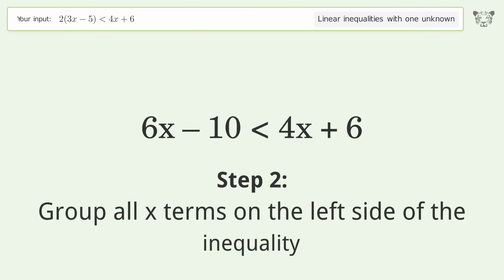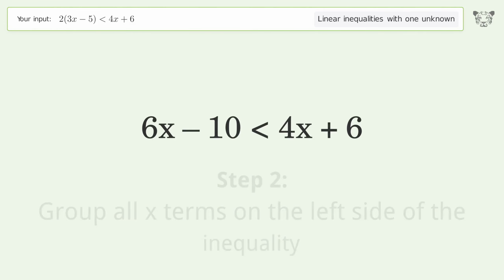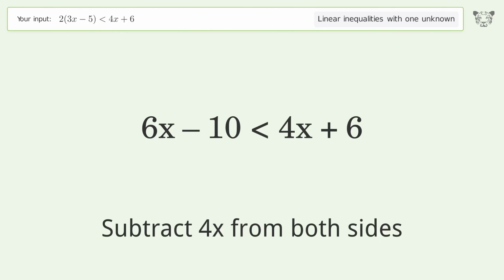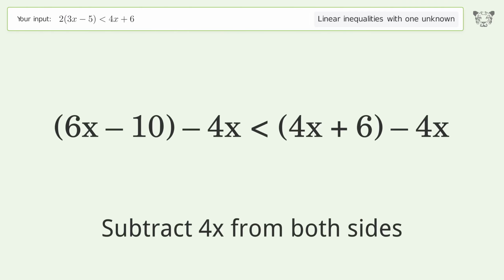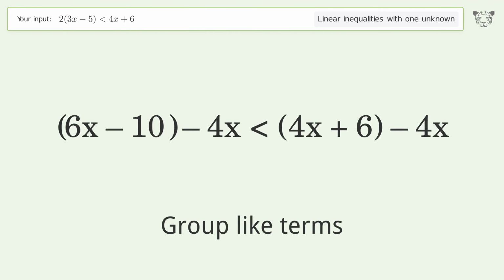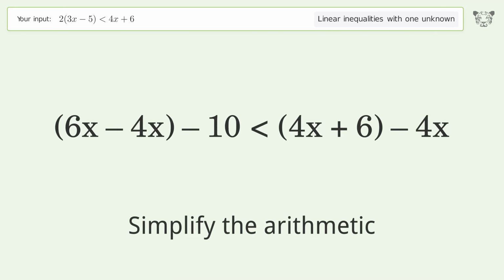Group all x terms on the left side of the inequality. Subtract 4x from both sides. Group like terms. Simplify the arithmetic.